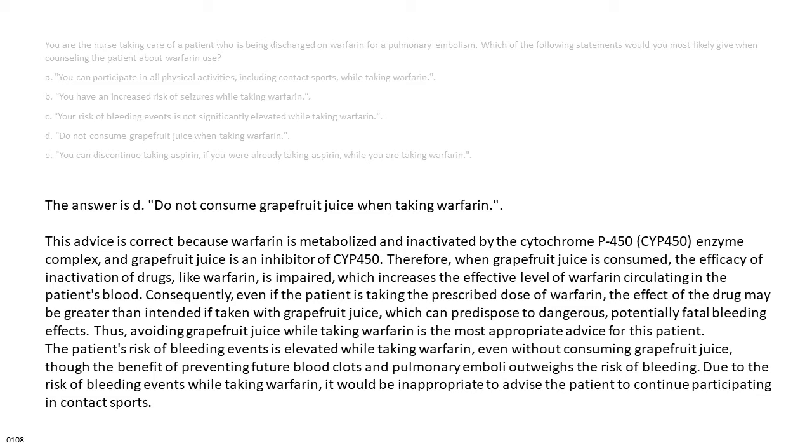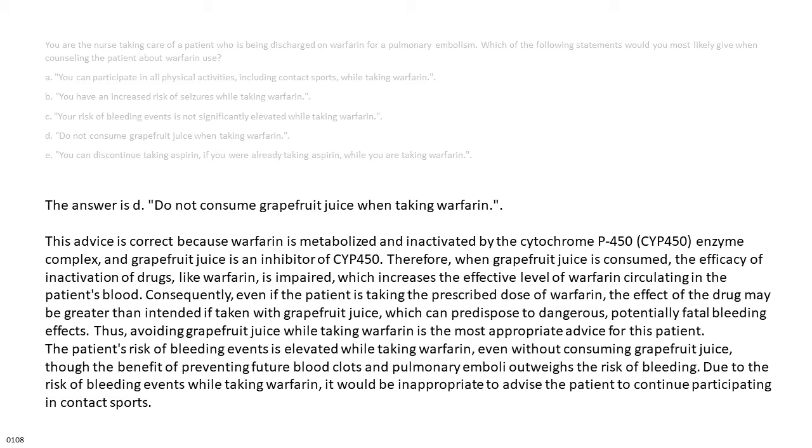Therefore, when grapefruit juice is consumed, the inactivation of drugs like warfarin is impaired, which increases the effective level of warfarin circulating in the patient's blood. Consequently, even if the patient is taking the prescribed dose of warfarin, the effect of the drug may be greater than intended if taken with grapefruit juice, which can predispose to dangerous, potentially fatal bleeding effects. Thus, avoiding grapefruit juice while taking warfarin is the most appropriate advice for this patient.